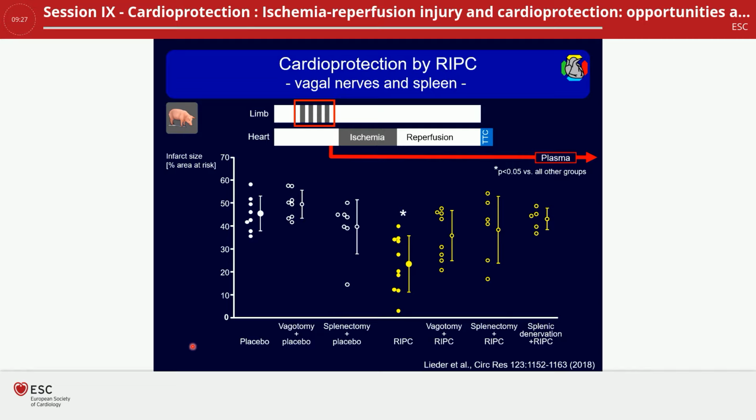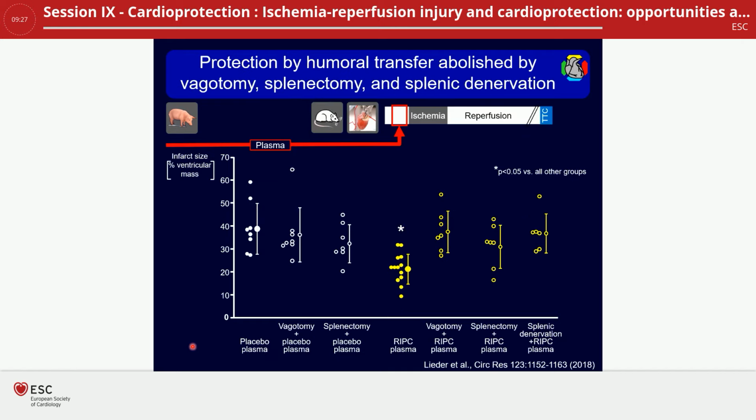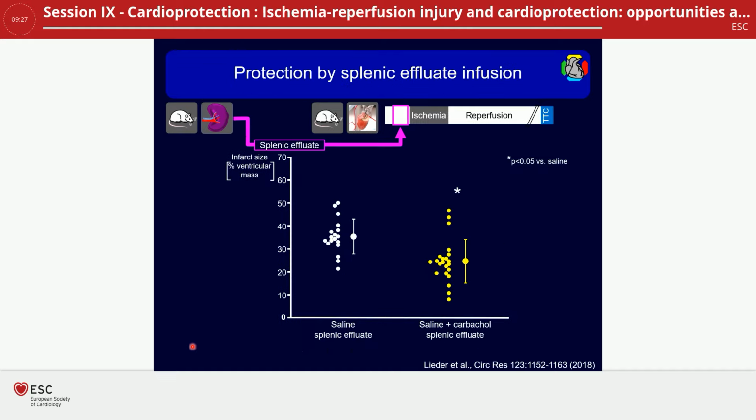We took plasma and transferred that to a rat heart. What you see here again is the same as you've seen before. Vagotomy, splenectomy, and splenic denervation in the pig also abrogated the transfer of protection to the rat heart. So obviously the final step of the neuronal activation was something that was humorally released and transferred to the rat heart. And this is the ultimate experiment.